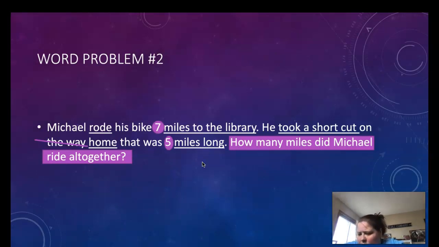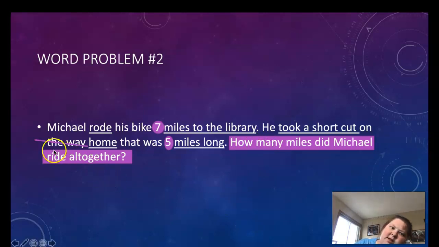Alright, looking at our CUBE strategy, remember, we're going to circle the important numbers. So that means we're going to circle 7 miles and 5 miles long. We're going to underline the important words or the action words. So he rode his bike 7 miles to the library, and then he took a shortcut home that was 5 miles long. We're going to box in our question, which is how many miles did Michael ride altogether?